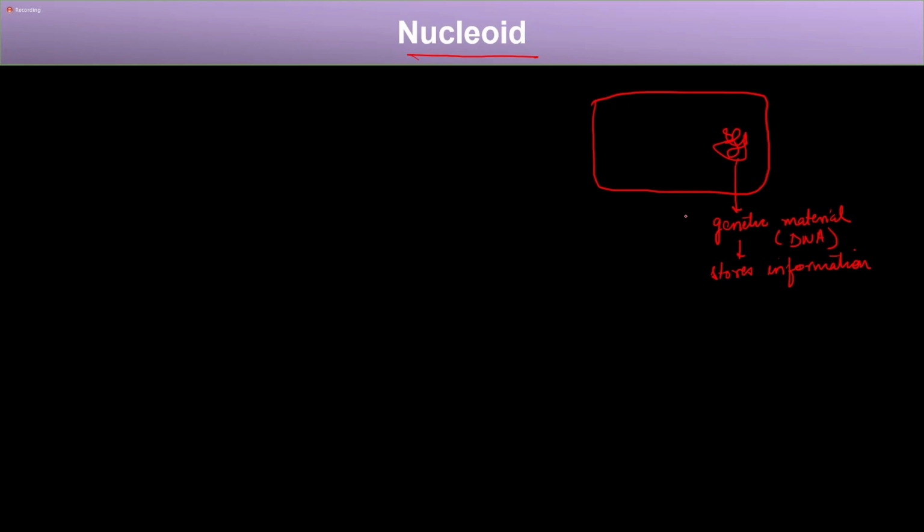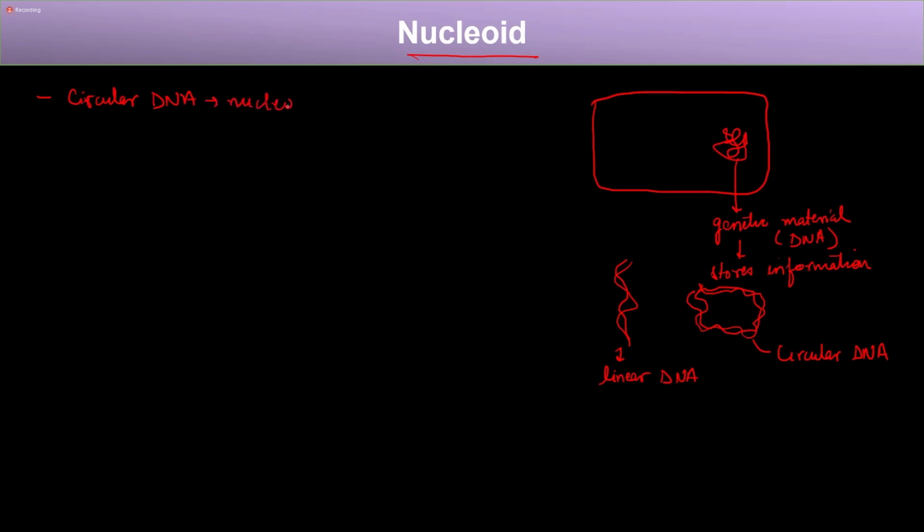Now, the DNA can exist in multiple types, such as one of the examples is like this. So it can exist like this. It can also exist like this. So this is the linear DNA. This is circular DNA. Okay. Now, what does a bacteria have? So a bacteria has a circular DNA. Bacteria have circular DNA that is called nucleoid. So the genetic material of a bacteria is known as nucleoid.